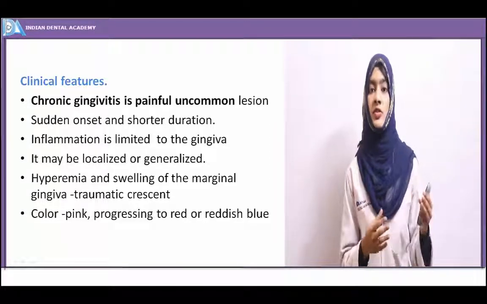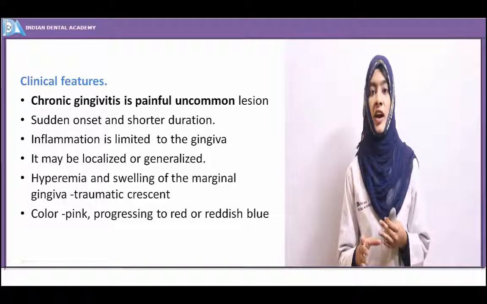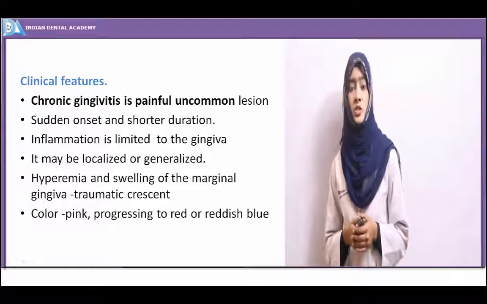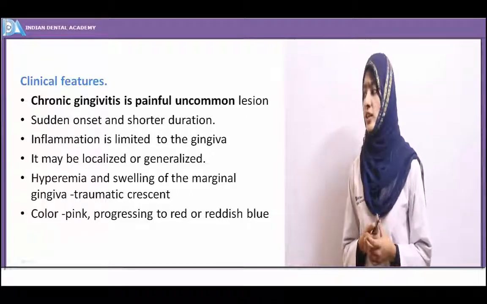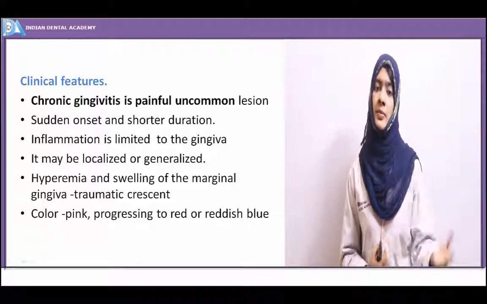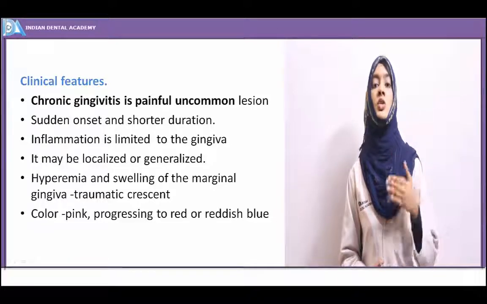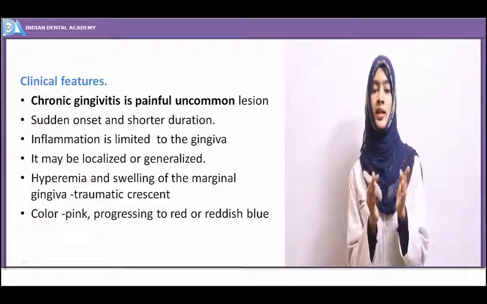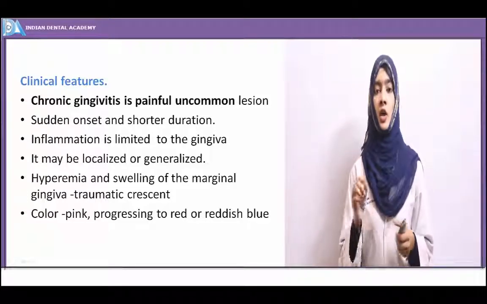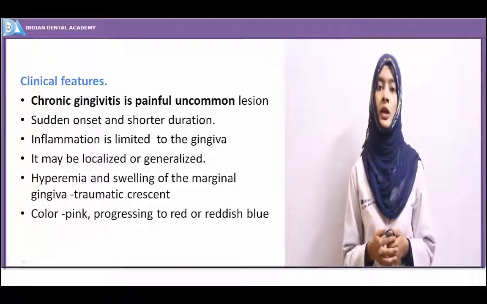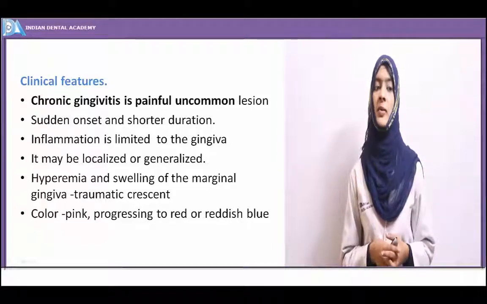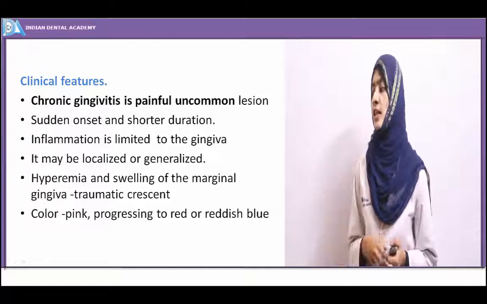Chronic gingivitis manifests over a period of time. Definite etiological factors will be present, either calculus, plaque, or some restoration. So the inflammation in chronic gingivitis is limited to the gingiva. Again, chronic gingivitis may be localized or generalized. Whenever the inflammation is localized to a particular area or portion of the marginal gingiva, it leads to a crescent shaped defect in the gingiva. That is manifested as hyperemia and swelling of the marginal gingiva, which is crescent in shape, called the traumatic crescent.